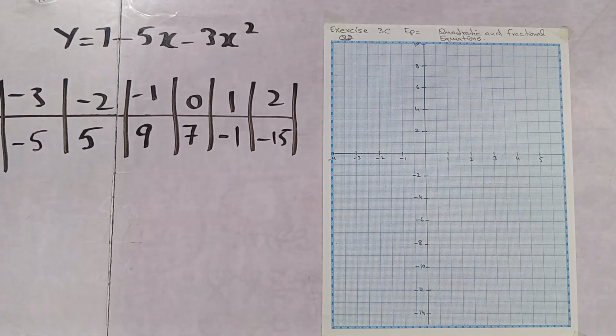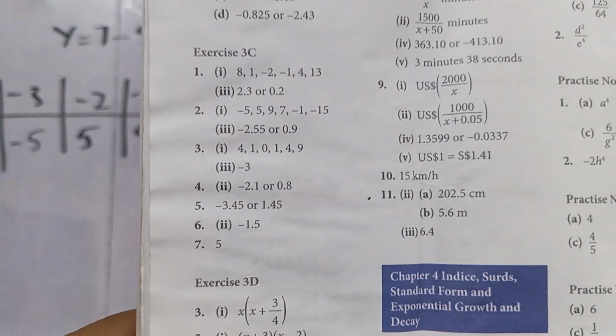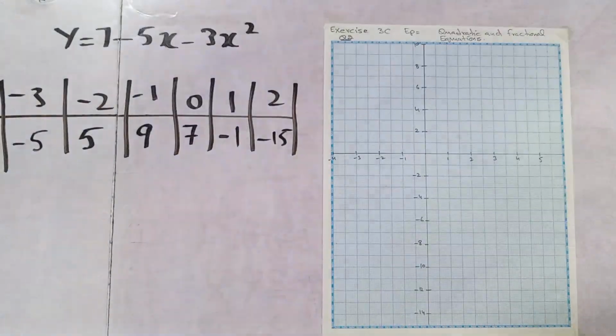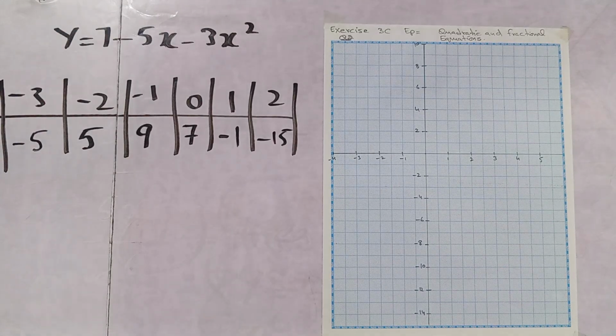So let's check if the answers are right, and then we will draw this graph. We are working on exercise 3C, question number 2: minus 5, 5, 9, 7, minus 1, and then minus 15. So I can show you the answers. Now we will plot this graph.